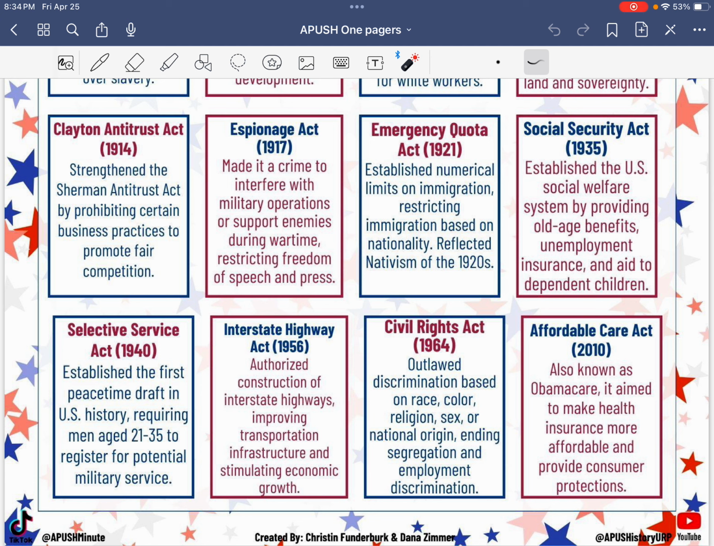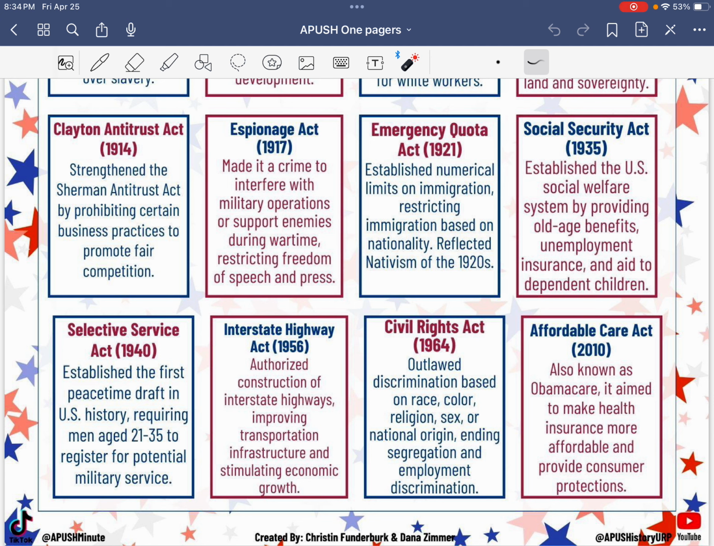Now, we already had Brown versus Board. We'll talk about that in a different video, but this puts the teeth and the federal legislation behind that Supreme Court case that segregation is not allowed and Jim Crow laws are not allowed.